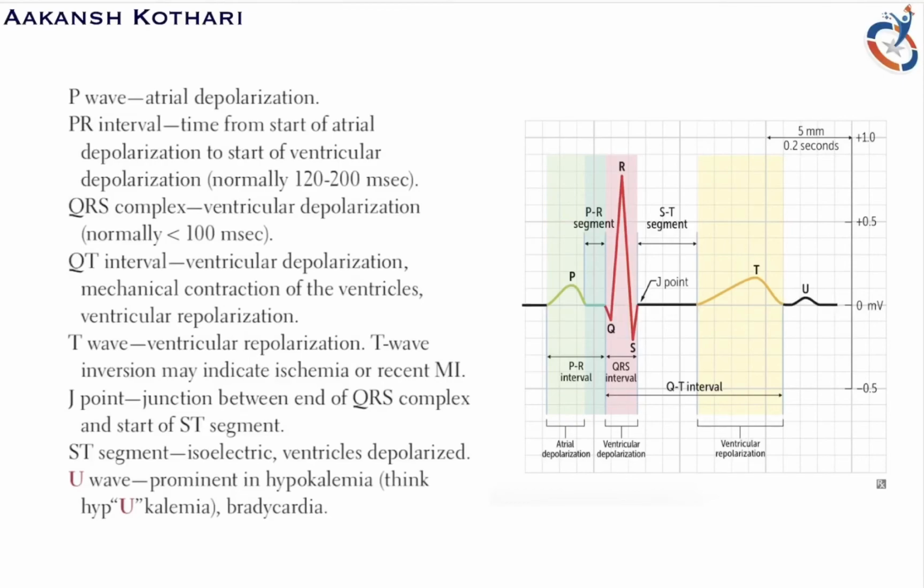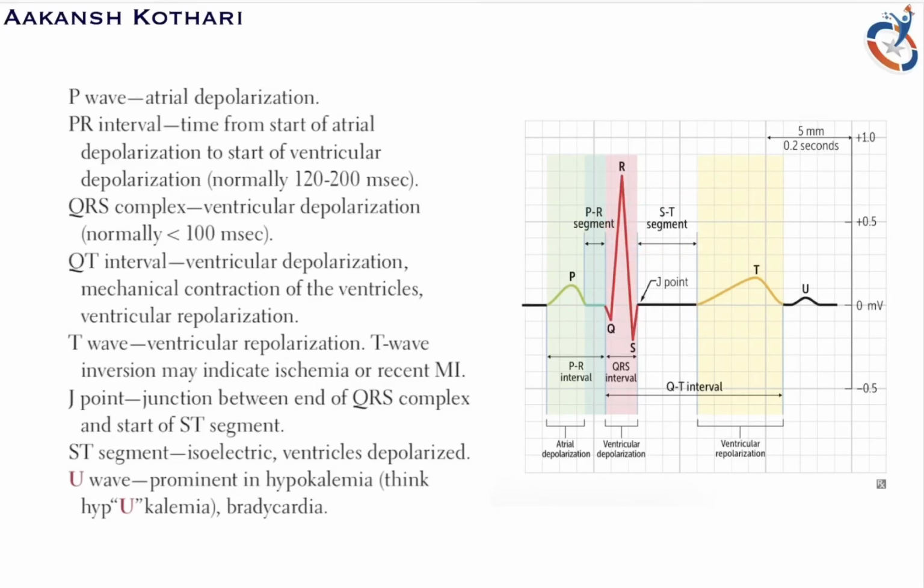Is this clear? Now talking about the J point. The J point is the junction between the QRS complex and the ST segment. So it is a junction between the QRS complex and the ST segment. Now the ST segment, as I told you, is an isoelectric segment.